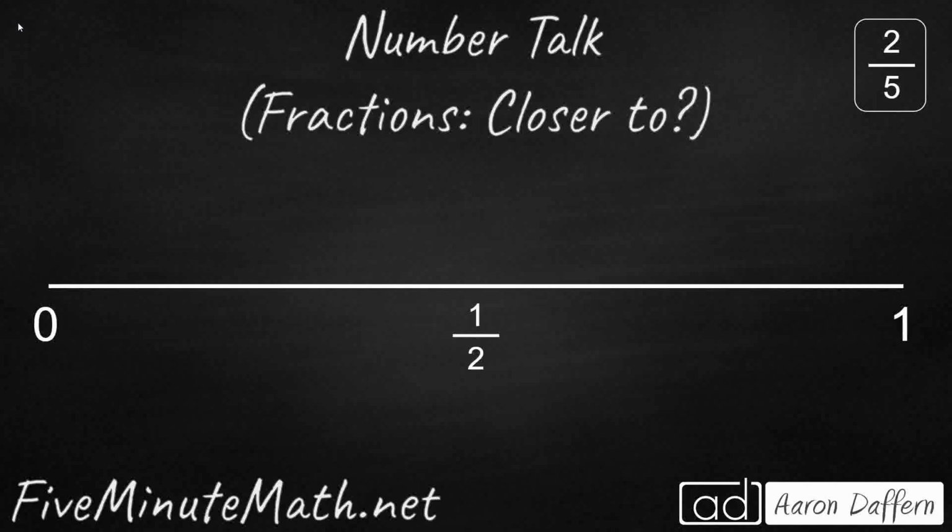Today, for our number talk, we are looking at the fraction 2/5 and trying to decide if it is closer to 0, 1/2, or 1. One way that we can think about this fraction is to focus on the denominator, fifths. And we know that it's easy to compare and order fractions if all the denominators are the same.